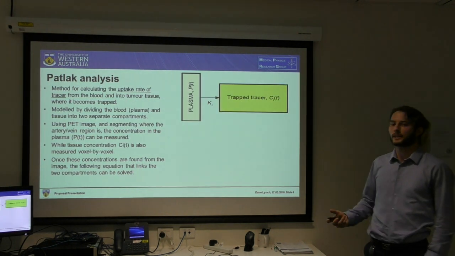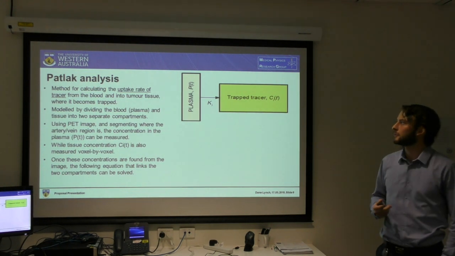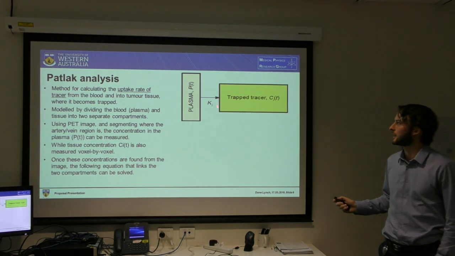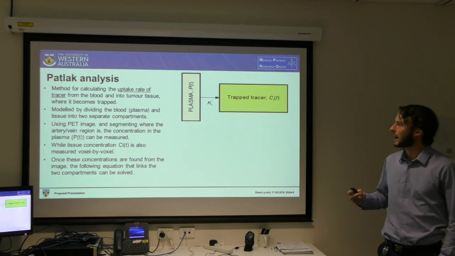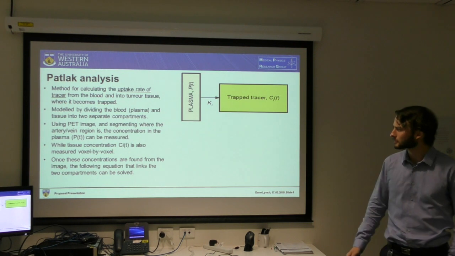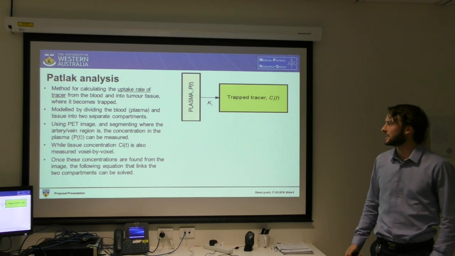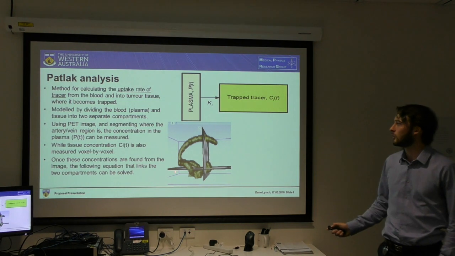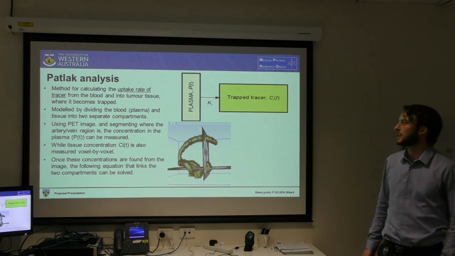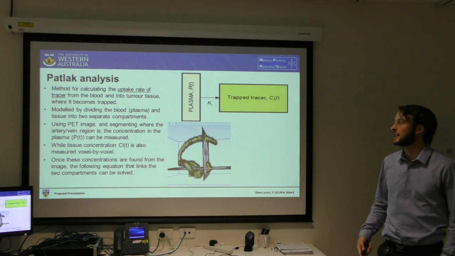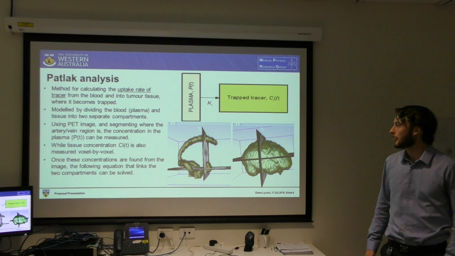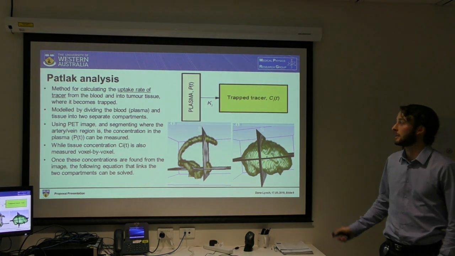So what is Patlak analysis? It's simply a method for calculating the uptake rate of tracer from the blood and into the tumour tissue, where it becomes trapped. This is modelled by dividing the blood or the plasma and tissue into 2 separate compartments. Using PET images and segmenting where the artery or vein is, the concentration in the plasma can be measured, while tissue concentration is also measured voxel by voxel by looking at the entire image.